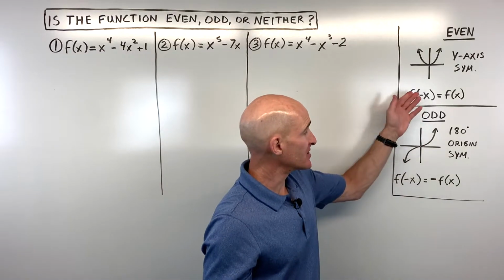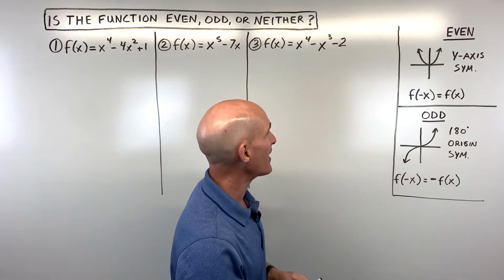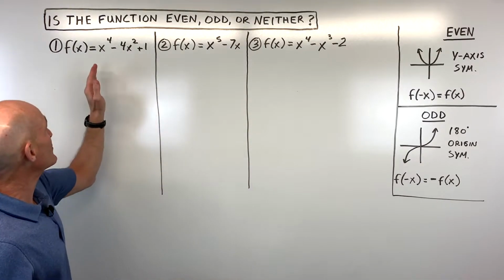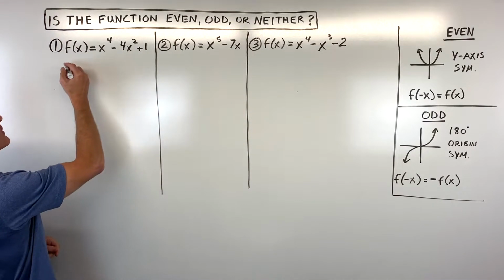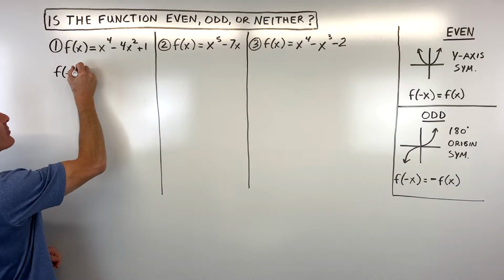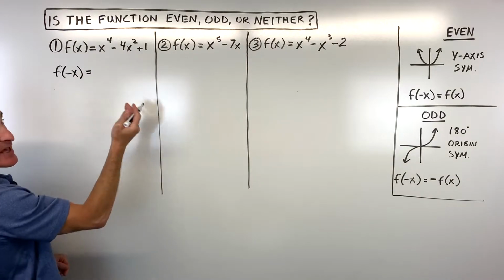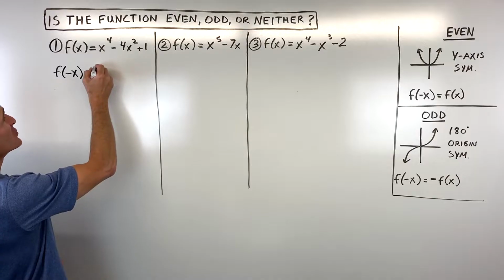Now, if it doesn't satisfy either of those requirements, then it's what we call neither, however you say that. And let's dive into some examples. So this first example, number one, let's go ahead and do our algebraic test. Now, you can check your work on a graphing calculator if you want. That's kind of a backup method, but let's do the algebra method.